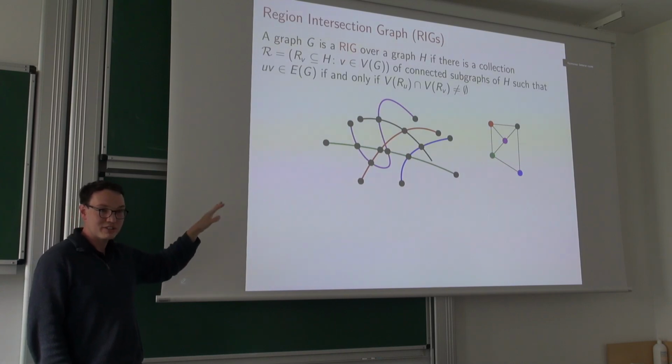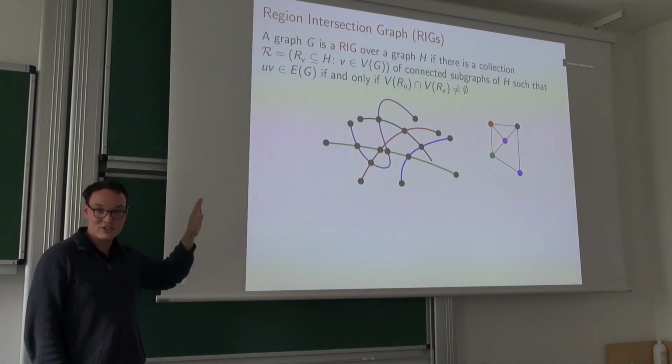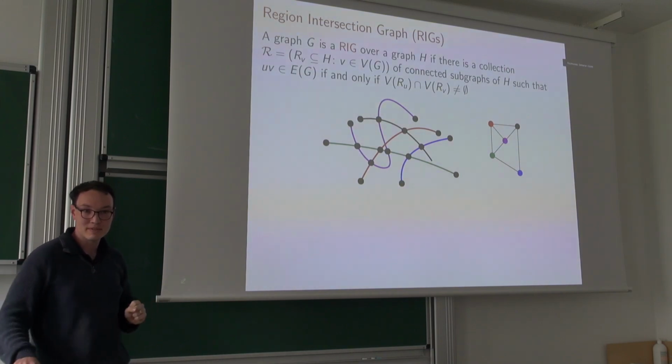Are there any questions about this definition of region intersection graphs? As I'll be talking a fair bit more about it, if there's any point needing clarification, that'll be a good point to ask.